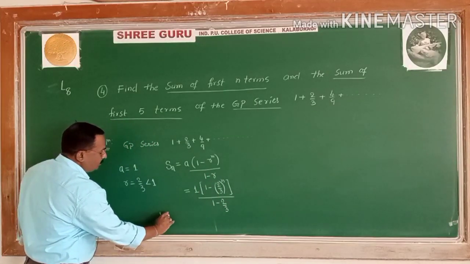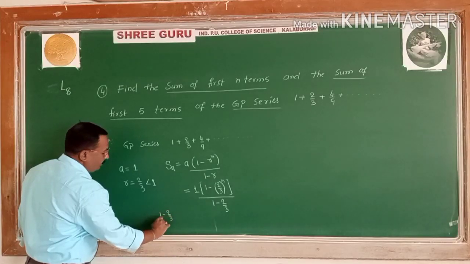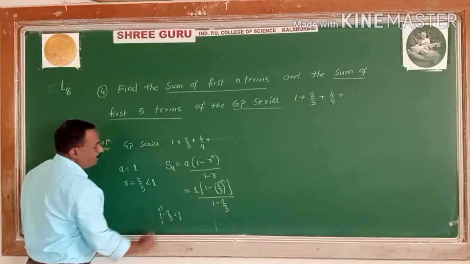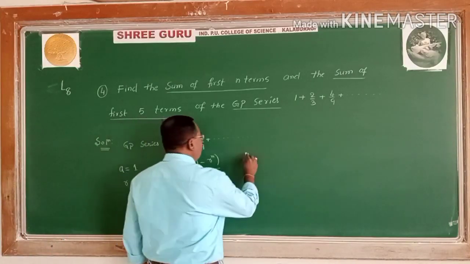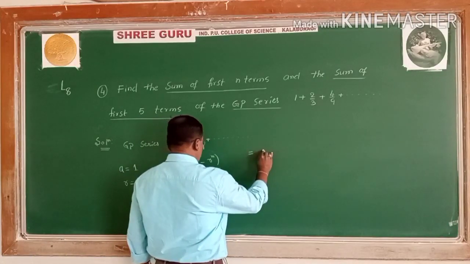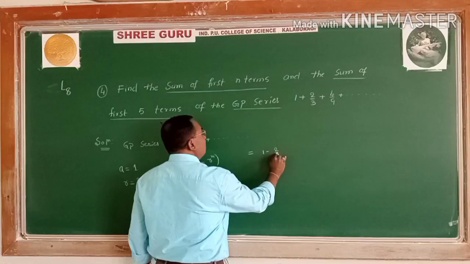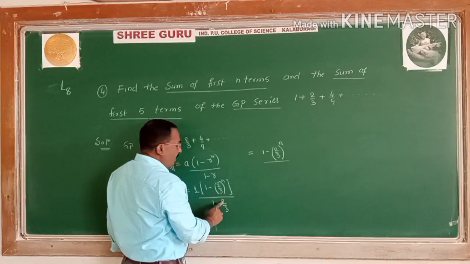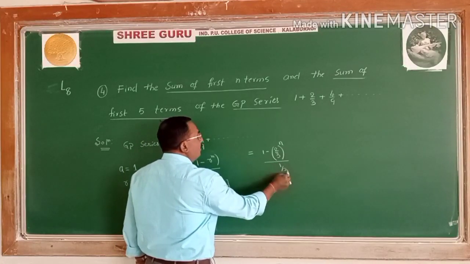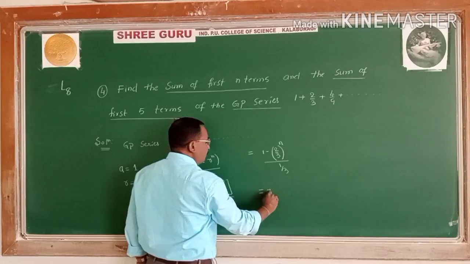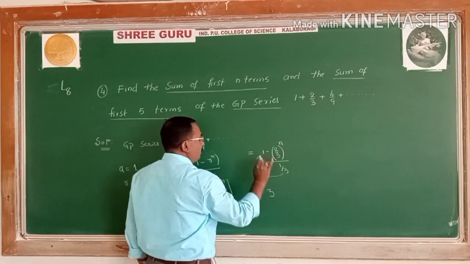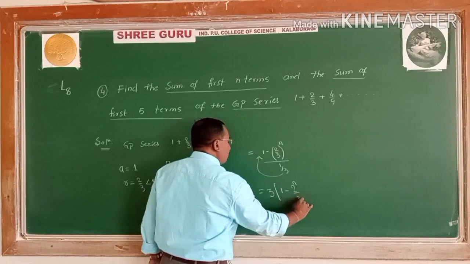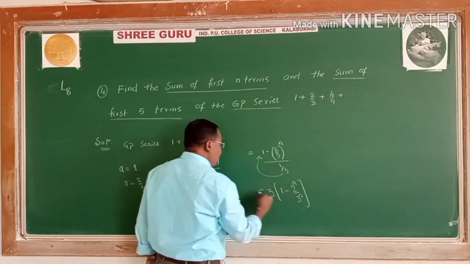Here 1 minus 2 by 3, the LCM is 3, and 3 minus 2 is 1 by 3. Understood? So it is 1 minus 2 by 3 whole power n divided by 1 by 3. Taking the 3 up to the numerator, that is 3 times 1 minus 2 power n divided by 3 power n. This is the Sn.